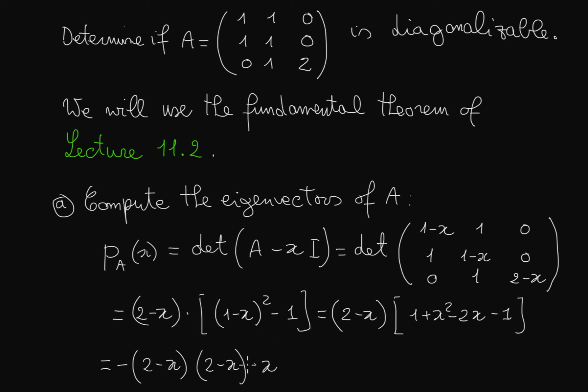Now if we expand this, we will be getting 2 minus x times a degree 2 polynomial. So altogether it is a degree 3 polynomial, but we already have a linear factor, which is 2 minus x. And finding the roots of the degree 2 polynomial is easy. And eventually we get this factorization. So we have 2 minus x times 2 minus x times negative x.